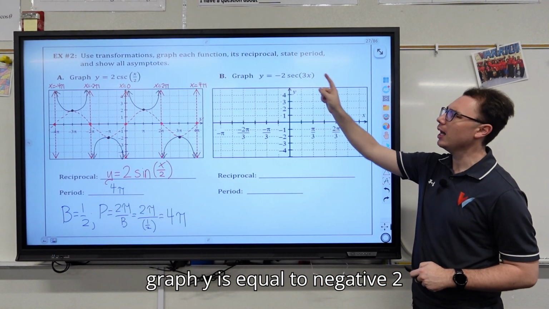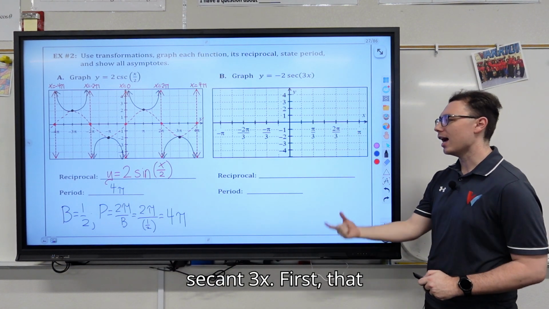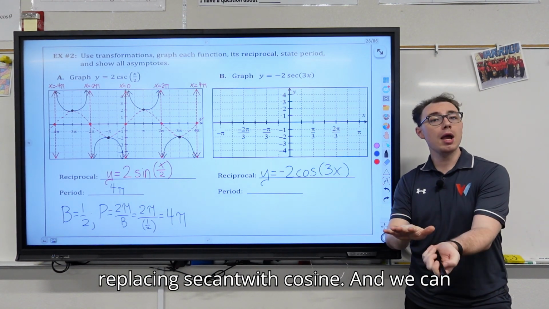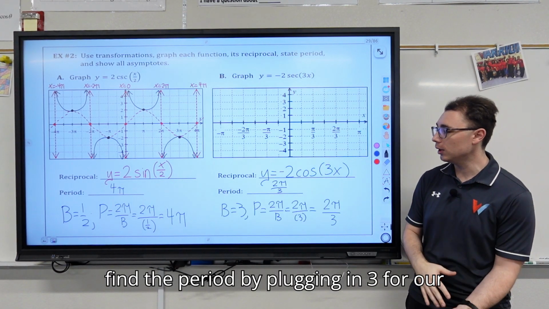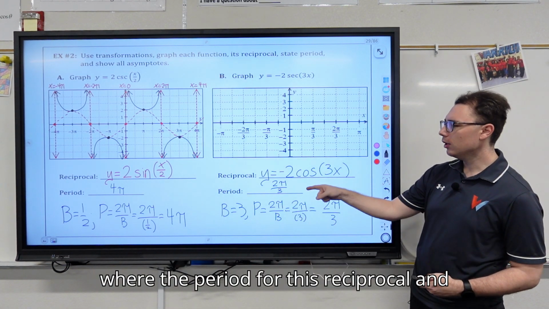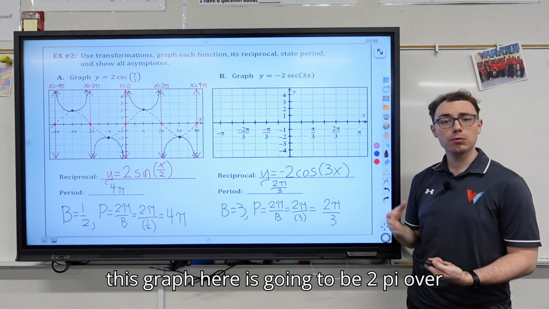We want to graph y is equal to -2 secant 3x. First, that reciprocal function here is just replacing secant with cosine. And we can find the period by plugging in 3 for our b value into this periodic function here, where the period for this reciprocal graph here is going to be 2 pi over 3.